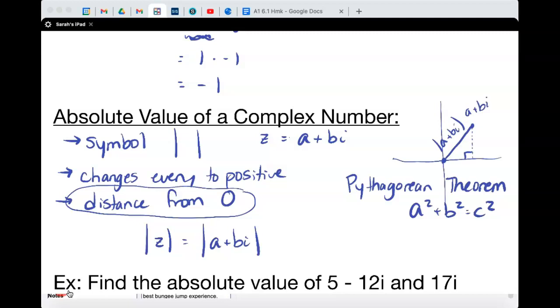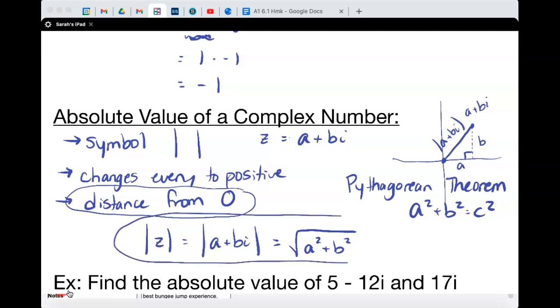Okay. So this horizontal distance is A. The vertical distance is B, and we're going to basically be finding the C, or the absolute value of a complex number. So this is equal to the square root of A squared plus B squared. And we have a square root because if I was solving for C, I'd have to get rid of the square, so I take the square root. That's where that comes from. So, anything right there, absolute value.